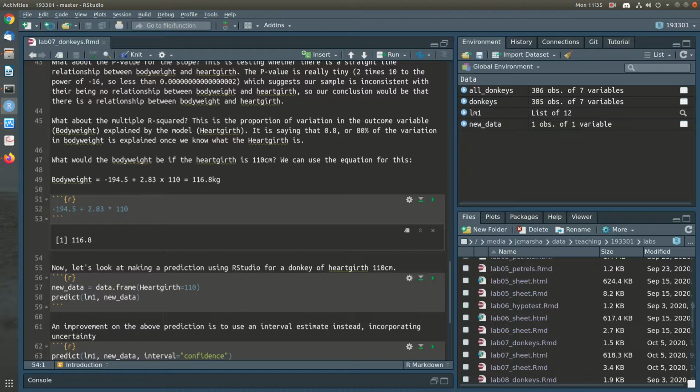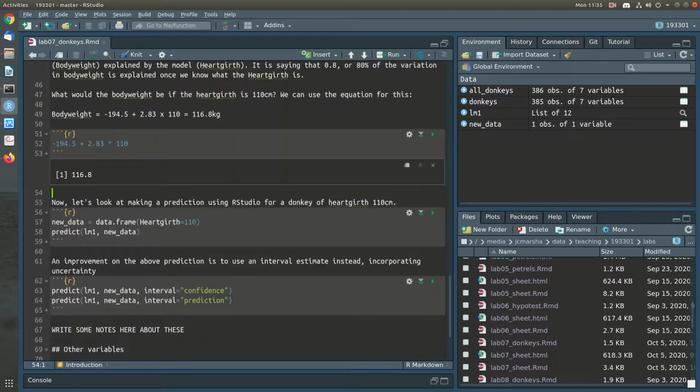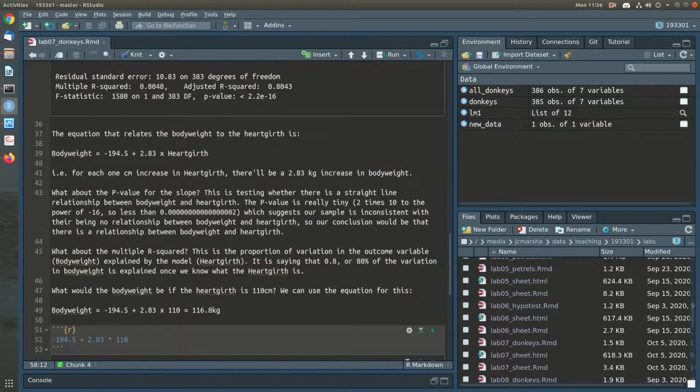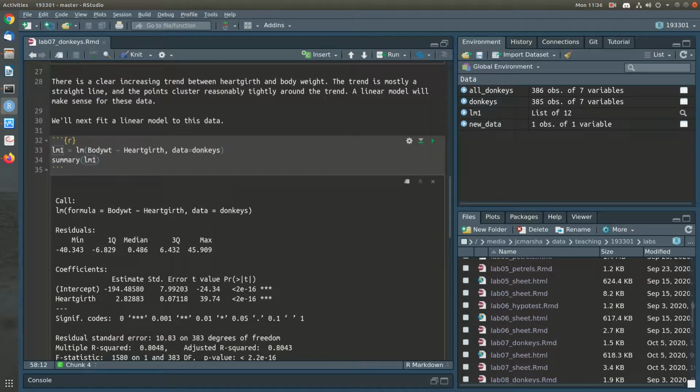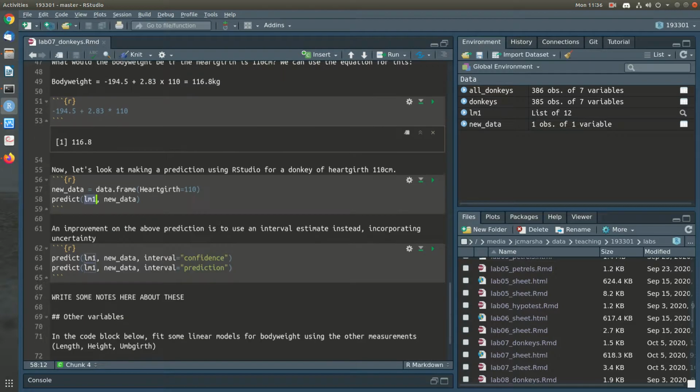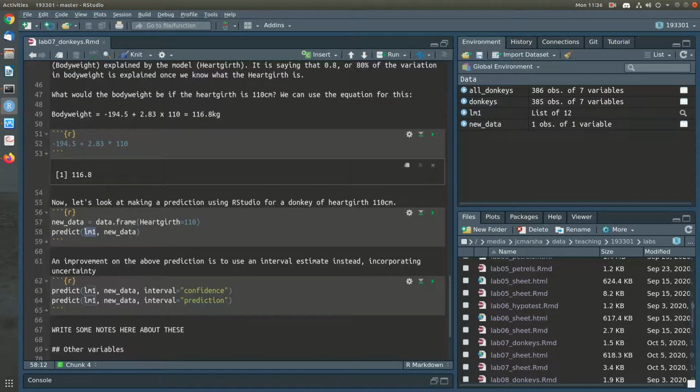Okay, now we can do that same prediction using RStudio. The predict function does that. The predict function takes in our model, which we've called LM1, right? Back up here when we created our model with LM, we called it LM1. So that's the first parameter to predict. And the second parameter is a set of new data that you want to create predictions for.